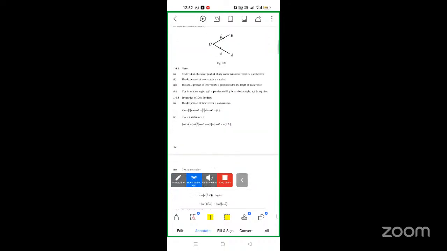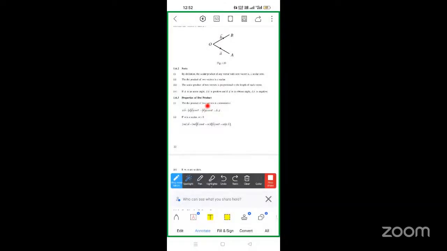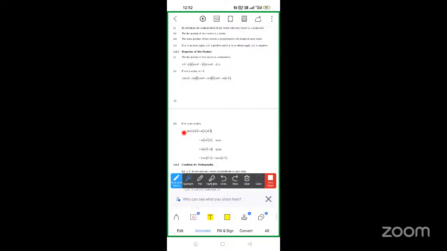Next, properties of dot product. The dot product of two vectors is commutative. That is, A dot B equals B dot A. So the dot product always satisfies the commutative property. Next, if m is a scalar, m greater than 0, then m into A bar dot B equals m into A bar dot B bar. Next, m, n are scalars. So m into A bar dot n into B bar can be written as m into n A dot B. So this is the third property.